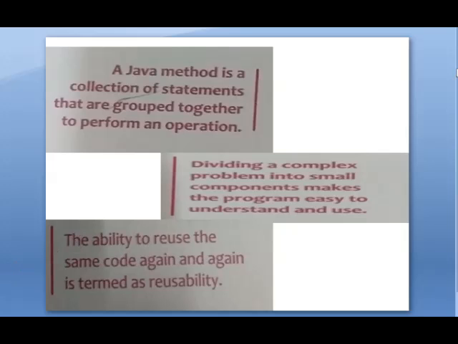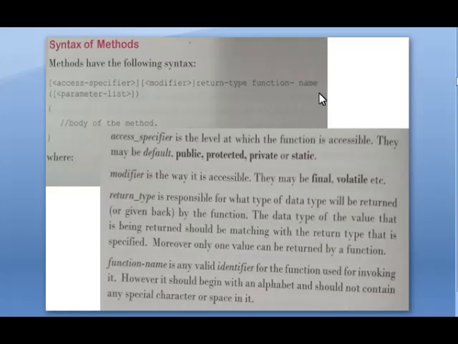Okay, students, now we are going to see the syntax of the method or a function. Methods have the following syntax: the access specifier, modifier, return type, function name, and parameter list, then the body of the method. The access specifier is the level at which the function is accessible. They may be default, public, protected, private or static. The modifier is the way it is accessible. They may be final or volatile, etc.